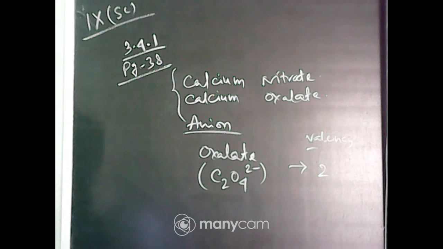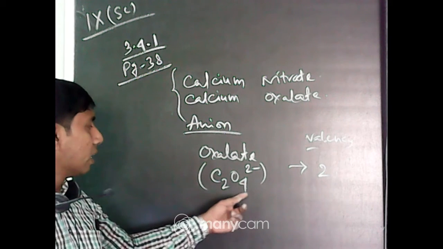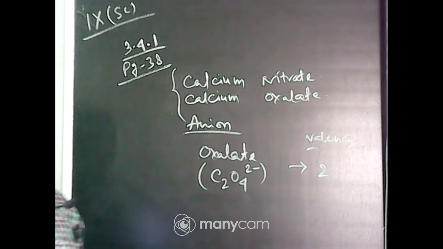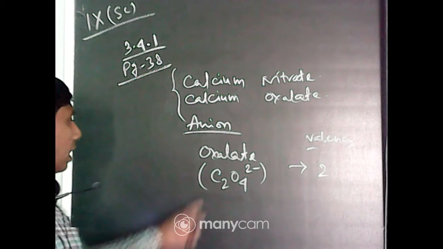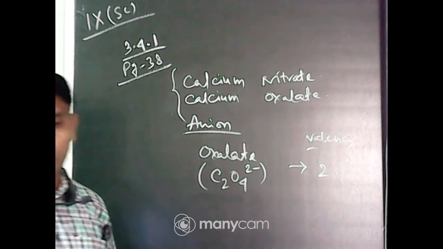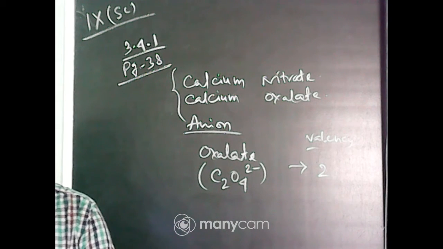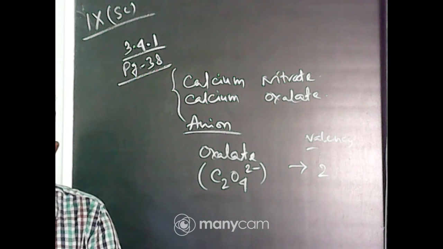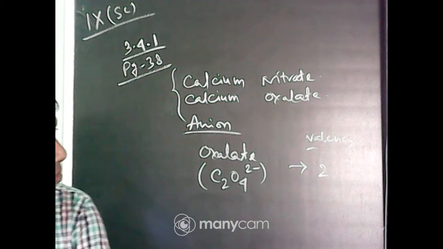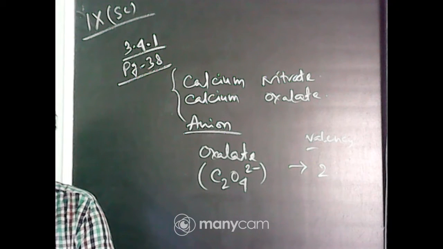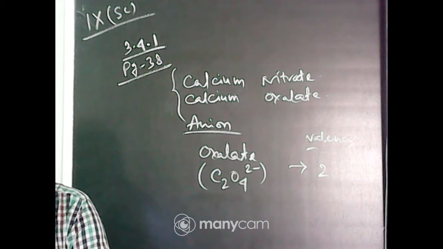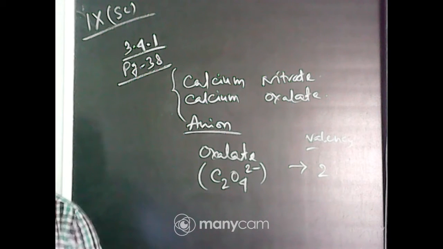Yes, Ronit, it is C2O4. The formula is CaC2O4. You have written CO2, it is not that. Calcium oxalate is CaC2O4. Yes, now it is correct. CaC2O4.